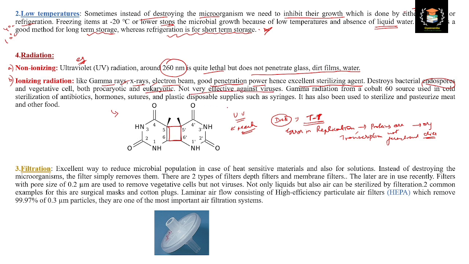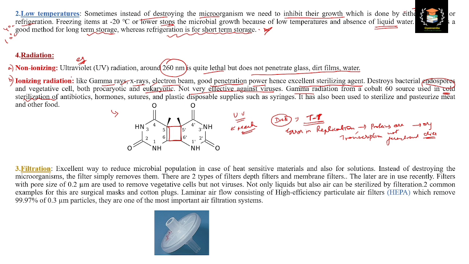Okay, so gamma radiations are generally used for what is called cold sterilization. Cold sterilization means there is no heat involved. What happens is, if the antibiotics or vaccines have a particular structure and we sterilize them using heat, the structure is destroyed and they become ineffective. Hence we need some cold sterilization.